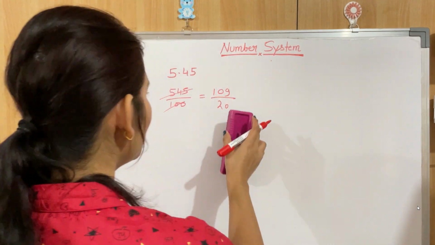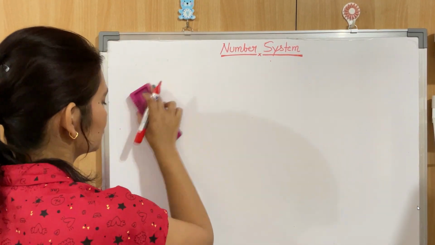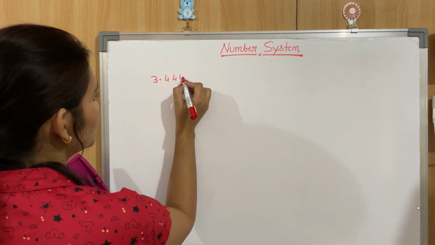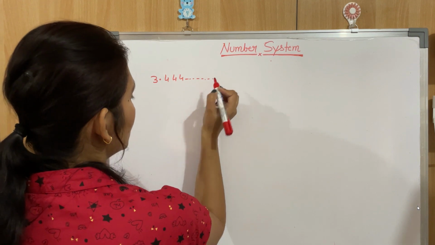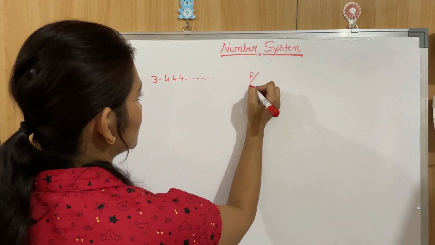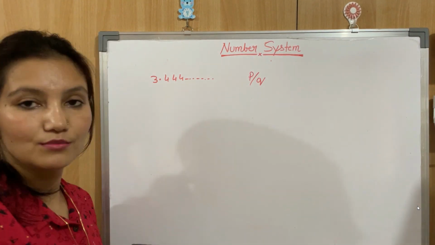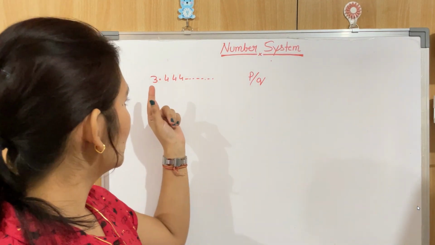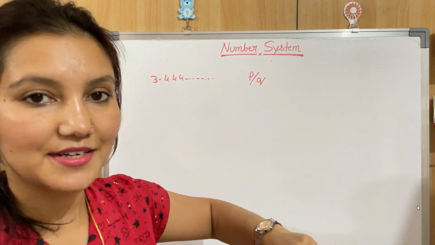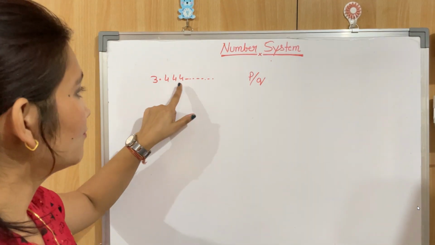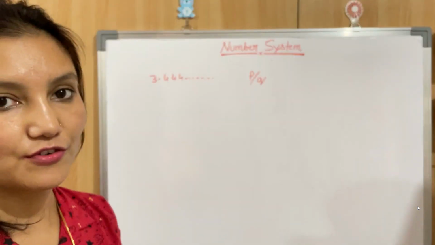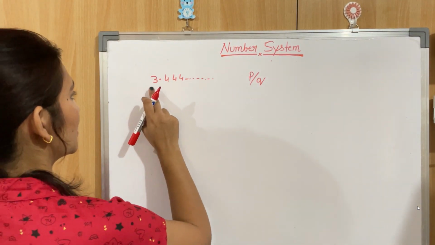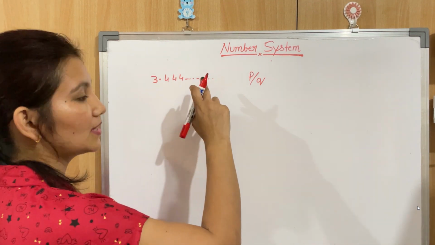But if I ask you to express 3.444 and so on in P upon Q form, now there is a challenge because 4 is getting repeated, and we have to express it in P upon Q form. How are we going to do this? Let's see. This is 3.44 and so on.